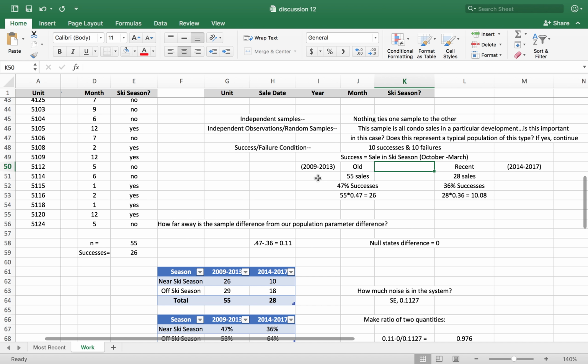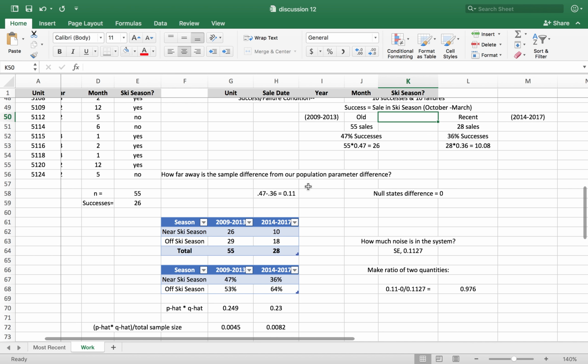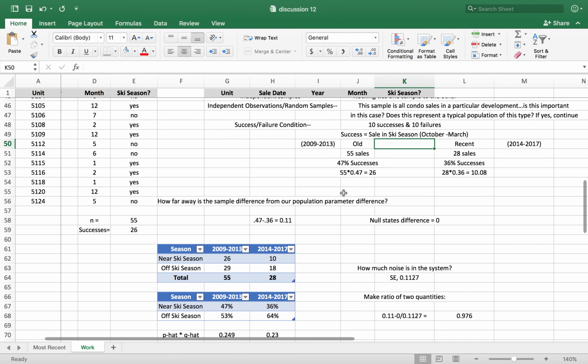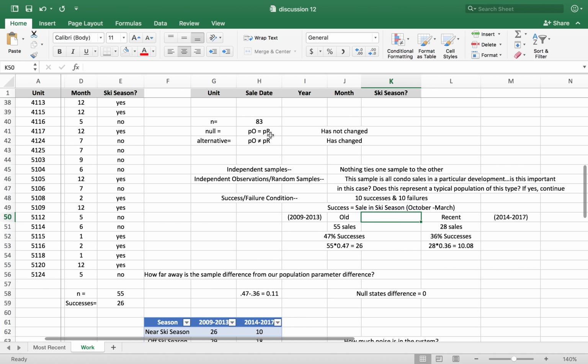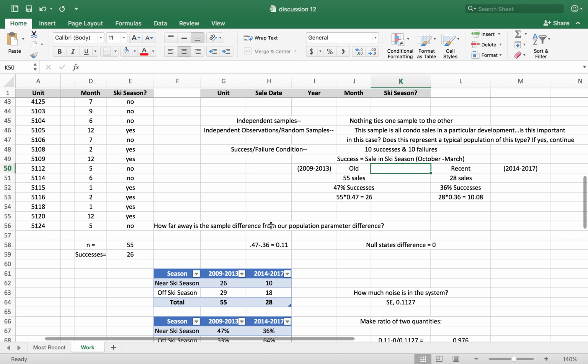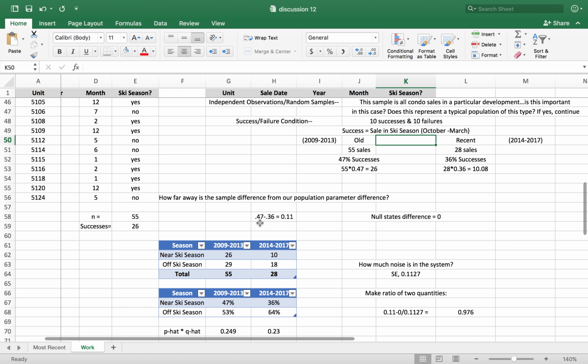The next step is to look at how far away our sample difference is from the population parameter difference, which was just our null hypothesis. We said they were equal right here. But in our data, we got 47% minus 36%, which gave us 0.11.